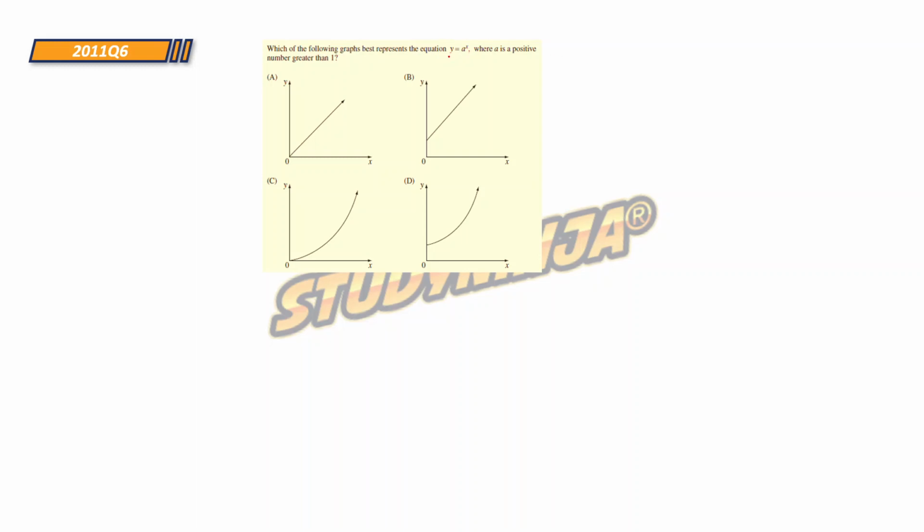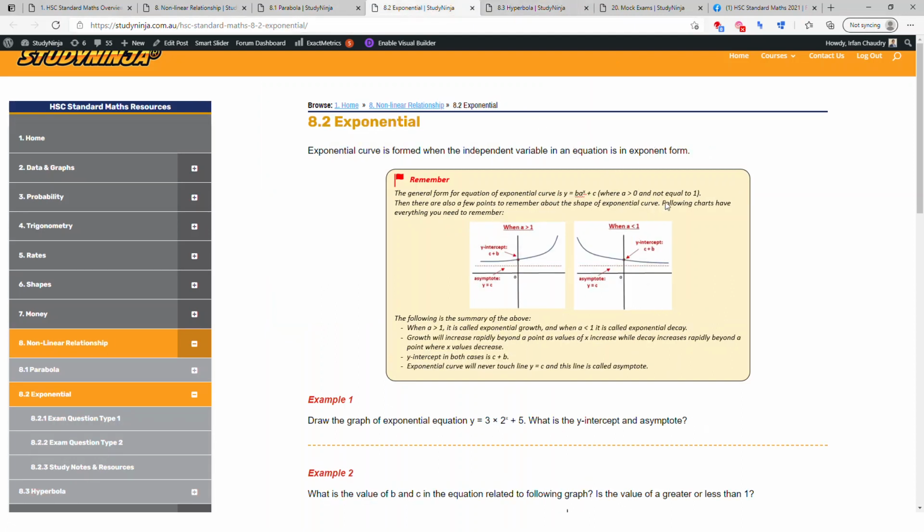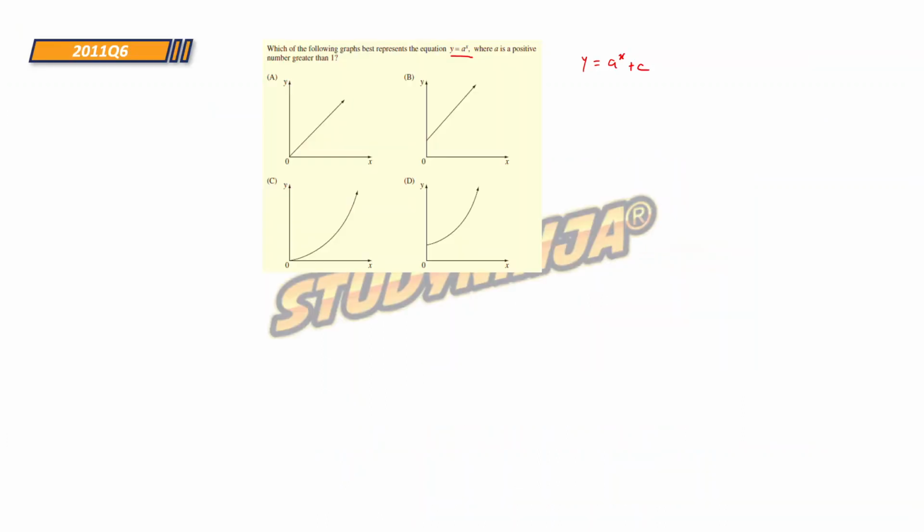First thing you need to recall: what is this kind of equation? This is an exponential equation, right? Exponential is represented by a^x + c. If I take you back to the notes, this is a^x + c, and b as well, but because b is 1, you can't see b, and in this case you can't see c because c is 0.